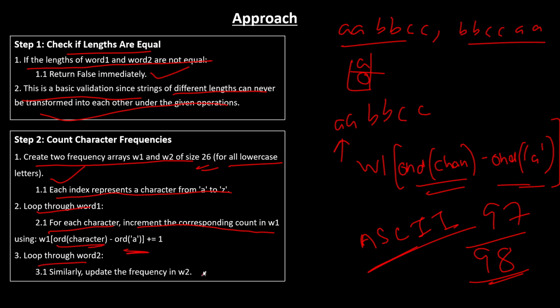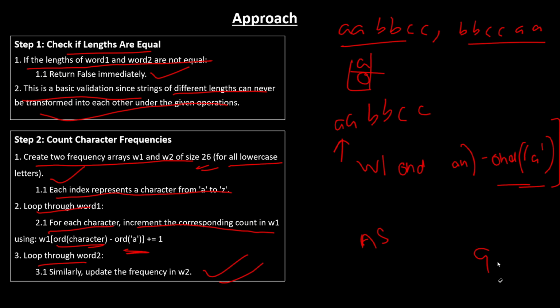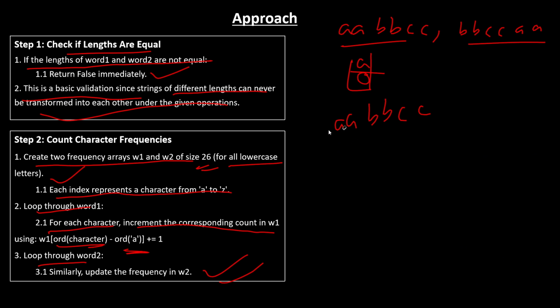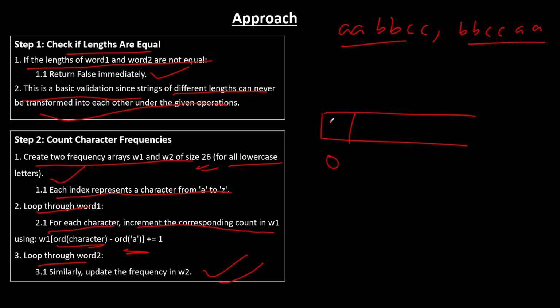Now we loop through word 2 and do similar tasks. What this helps us is to count the frequencies. And since it is a 26 size array, it uses constant space. Which is basically, in index 0, we have a count of 2 for A. For B, we have a count of 2 in index 1, and similarly for C, we have a count of 2 in index 2. So this is how we store the frequencies of the characters in W1 and W2.